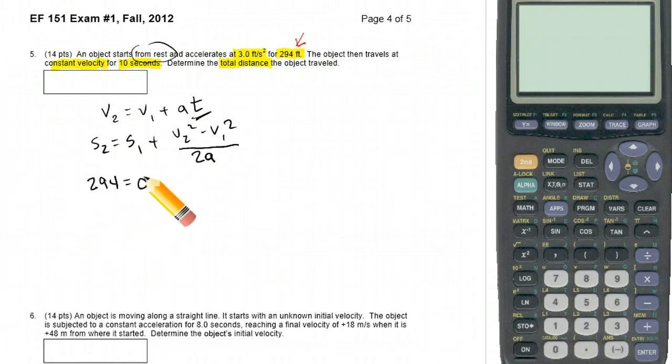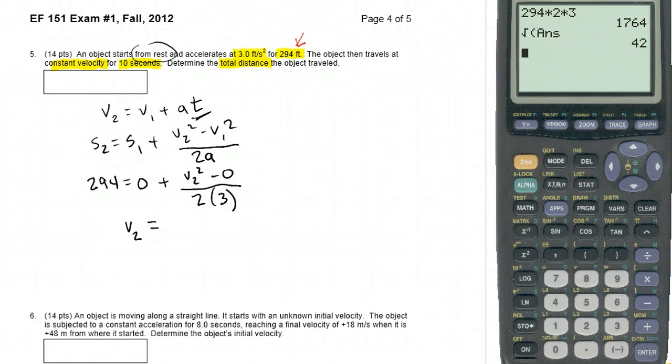294 equals, assuming we start from the origin, V2 squared minus 0 over 2 times 3 feet per second squared. So we can solve for V2 here. It looks like we'll have 294 times 2 times 3, and we will take the square root of that. 42. So after 294 feet, we are going at 42 feet per second.